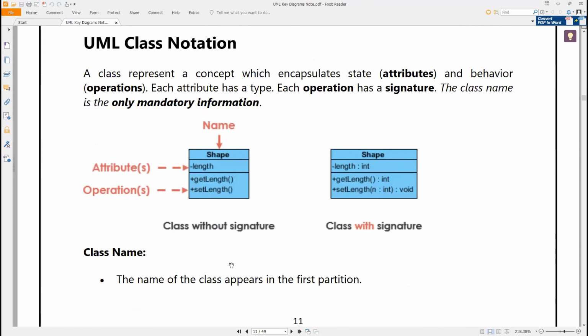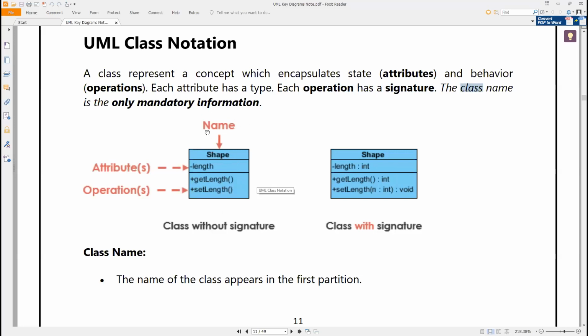So the key notations when you create a class: we have some key concepts we use. Attributes illustrate the state, and the behavior is illustrated by operations or methods. Every operation or behavior has a signature. When you talk about signature, you understand in programming, every function, every method has what you call a signature. Signature means the return type, the number of parameters, the name, and so on. The only mandatory information is the name of the class.